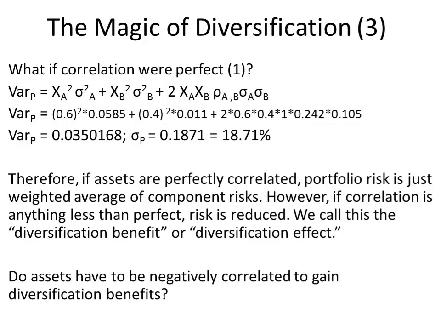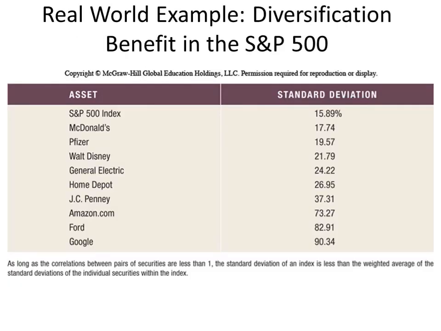Now, here's a question. Do the assets have to be negatively correlated to gain diversification benefits? No, once again, they just have to be less than perfectly positively correlated. They could be correlated 0.99999 and you could still gain a small amount of diversification benefit. Now let's look at a real-world example of how diversification works.